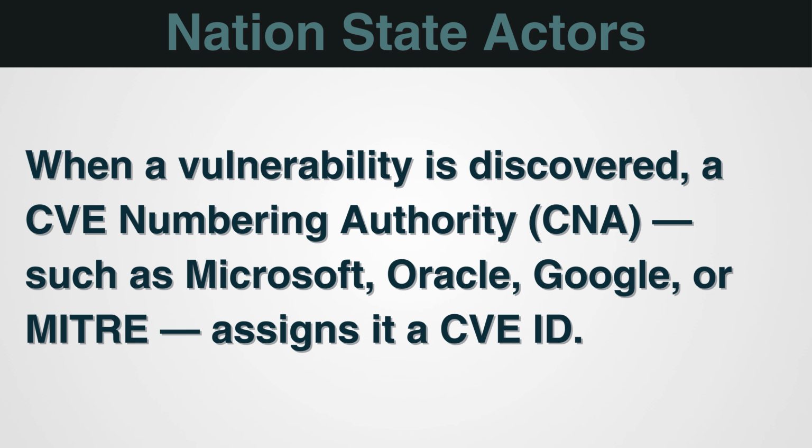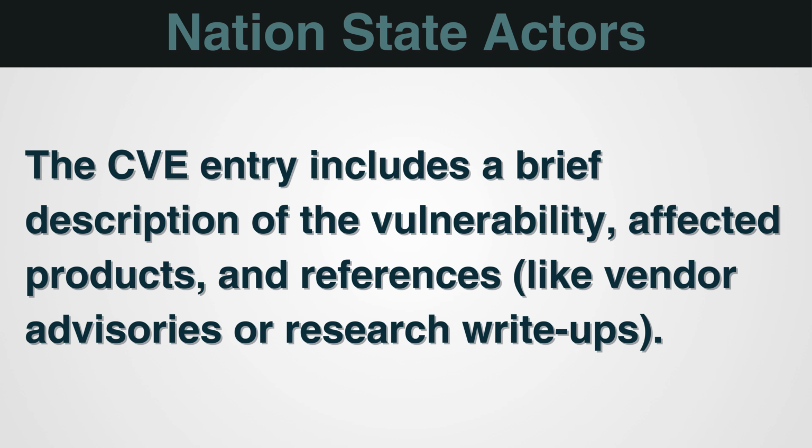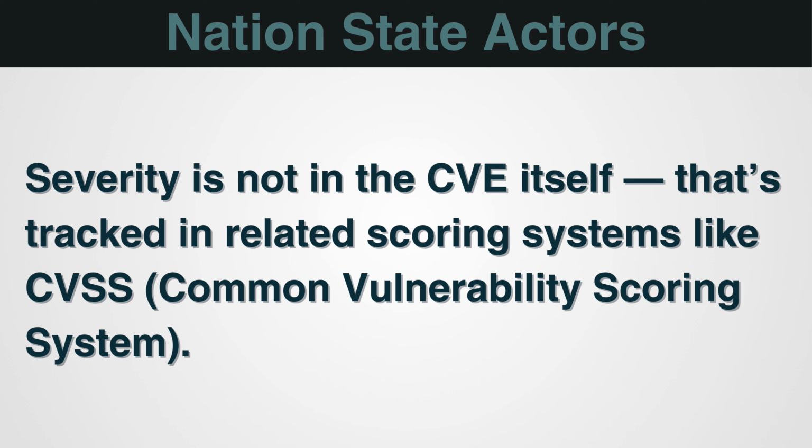When a vulnerability is discovered, a CVE Numbering Authority, the acronym for which is CNA, such as Microsoft, Oracle, Google, or MITRE, assigns it a CVE ID. The CVE entry includes a brief description of the vulnerability, affected products, and references like vendor advisories or research write-ups. Severity is not in the CVE itself. That's tracked in related scoring systems like CVSS, which stands for Common Vulnerability Scoring System.